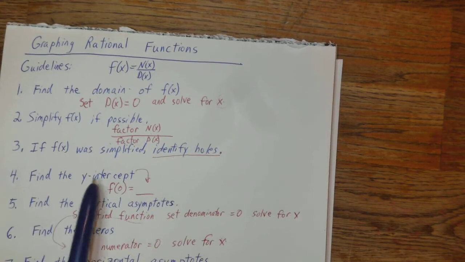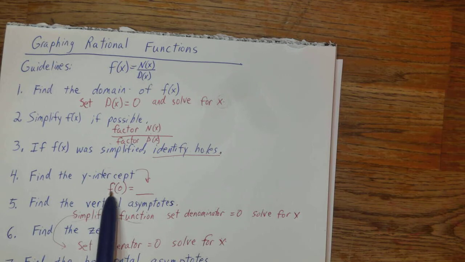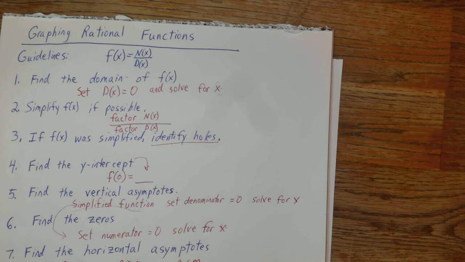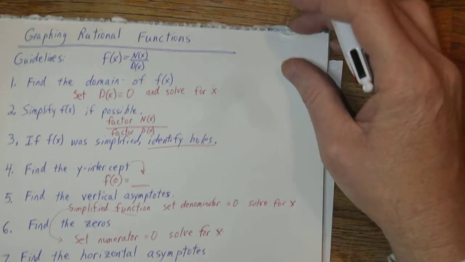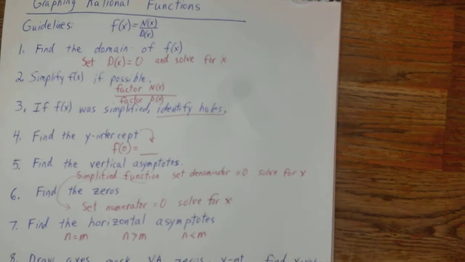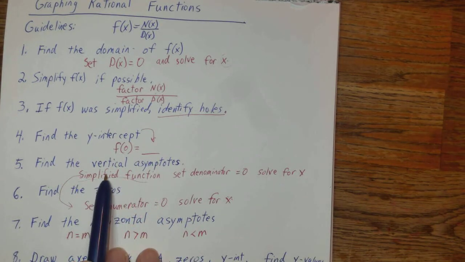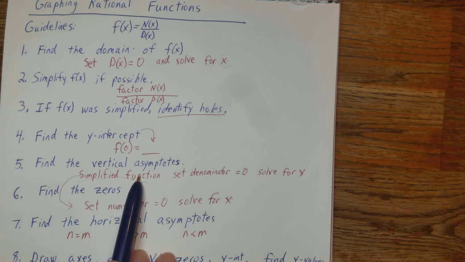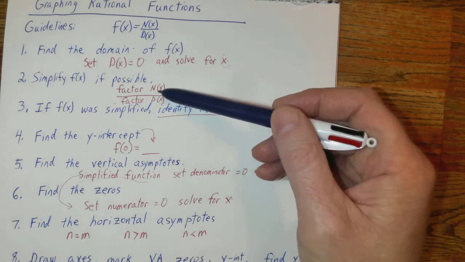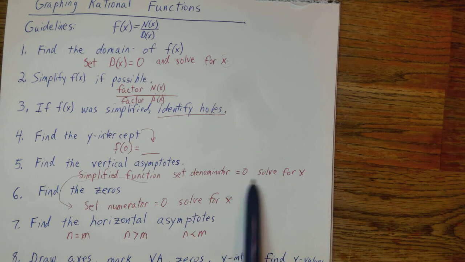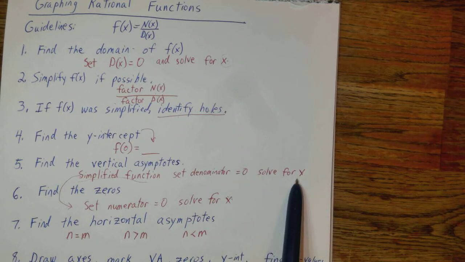Now, number 4, find the y-intercept. The y-intercept is f of 0. Put 0 in for x and figure out your answer, and you're going to get your y-intercept. Number 5, we look for the vertical asymptotes, and that's from the simplified function. If you were able to factor both and cross out a common factor, that's the function I want you to use. Set your denominator equal to 0, solve for x. Those x values are your vertical asymptotes.